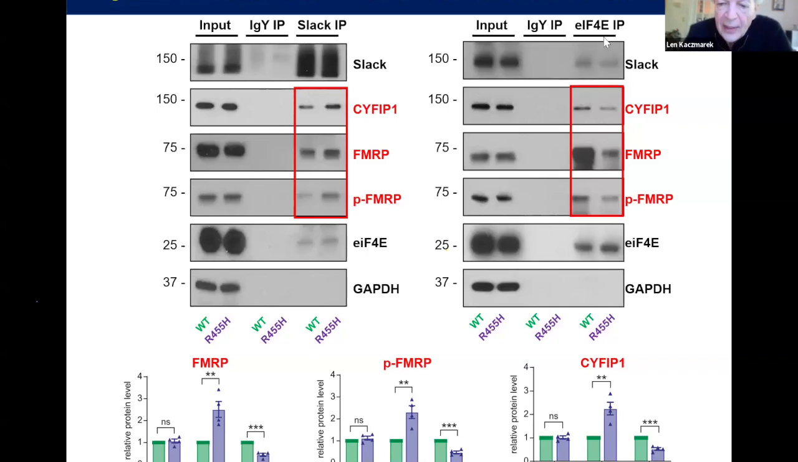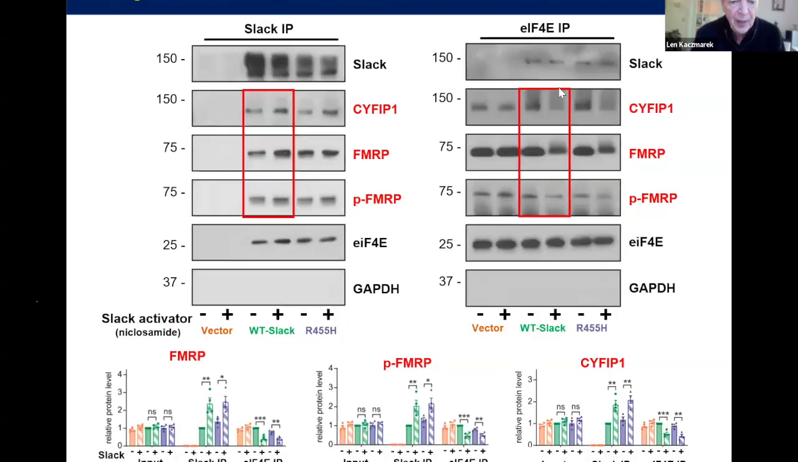Now let's look at the right. This is looking at the interaction between EIF4E and these proteins. The amount of CYFIP1 and FMRP that is bound to the initiation complex, to EIF4E, is greatly reduced with the mutant. It's a really striking effect. So things have translocated from the initiation complex to the channel when you have the channel mutation.